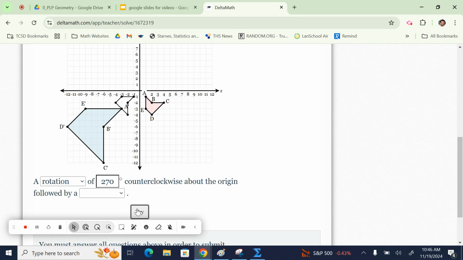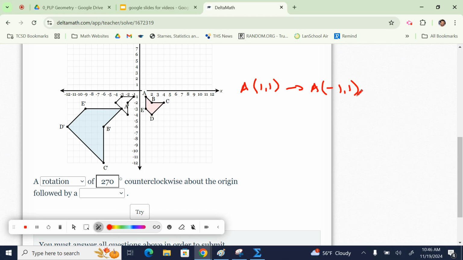Okay, so you see right now, and we'll use point A again, point A originally was at 1, 1. Now point A is at negative 1, 1. Now let's compare that to A prime's coordinates. A prime's coordinates are at negative 3, negative 3. So again, I think you can see that the pink figure is smaller than the blue, so this is an enlargement. Your scale factor is going to be bigger than 1.